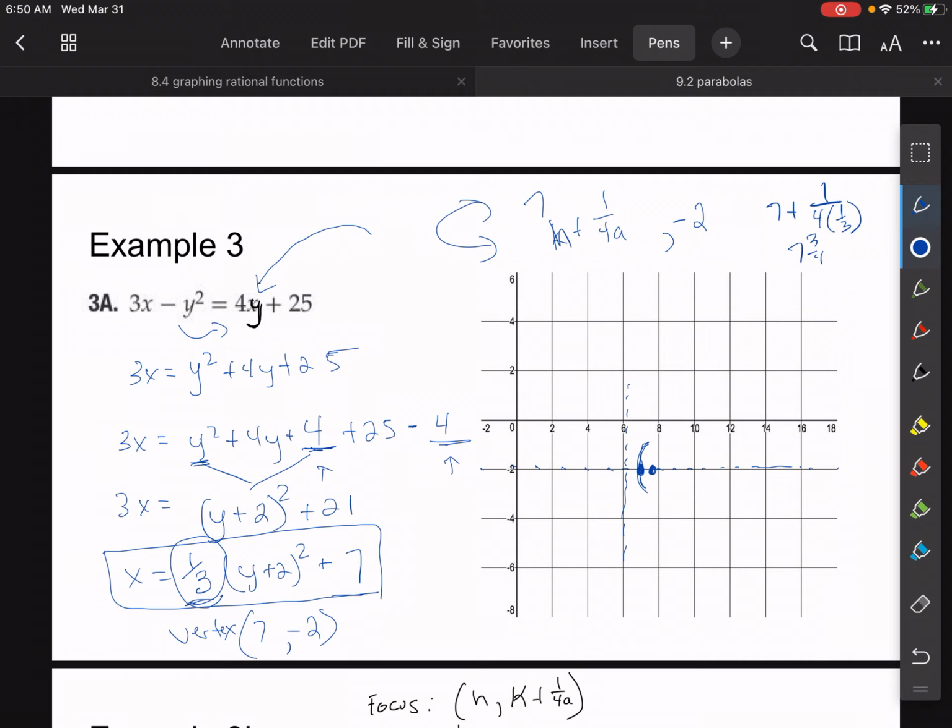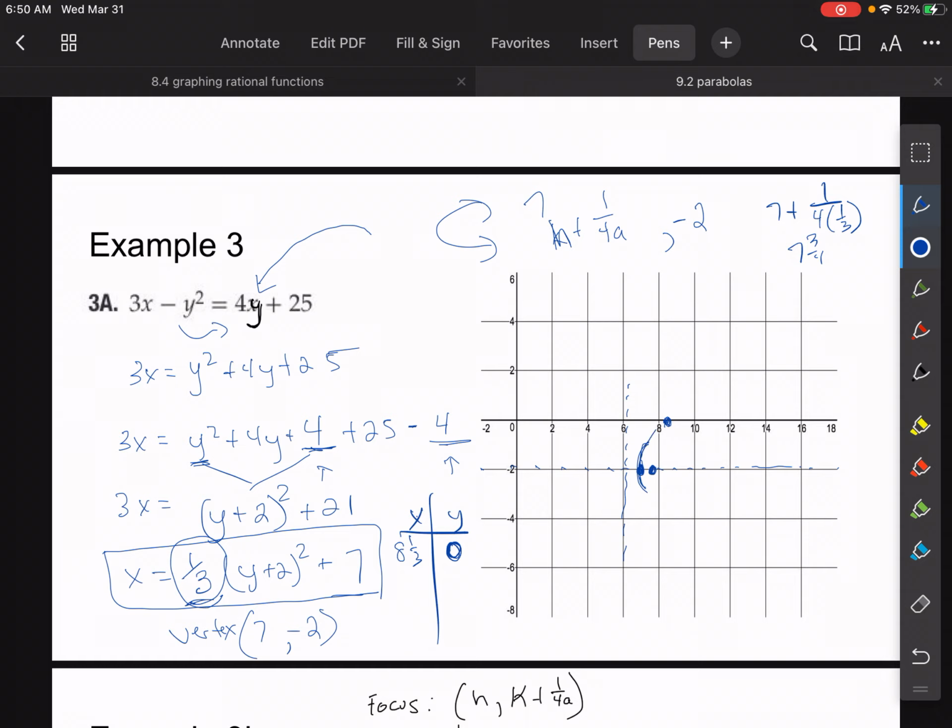You can also choose y values to plug in. So since this is going the other way, let's plug a y value in. Let's plug in a 0 just to see what happens when y is equal to 0. If I do that, then I would get 2 squared, which is 4. 4 times a third, which is 4 thirds, plus 7. So that becomes 8 1/3. So at 0, I'm at 8 1/3.